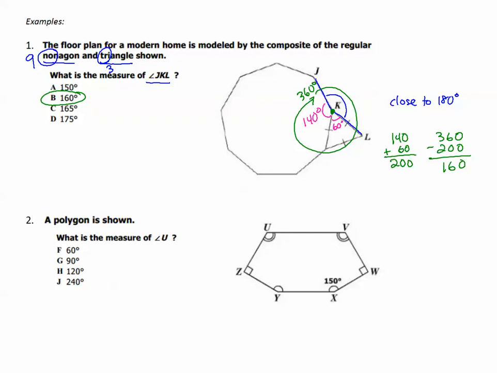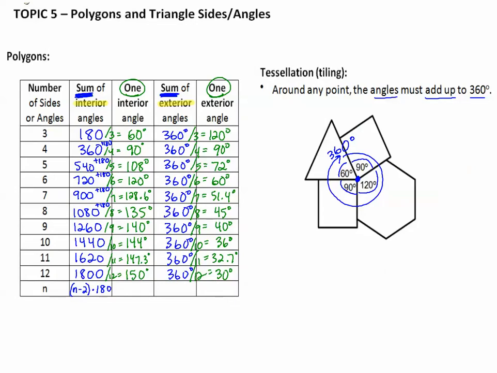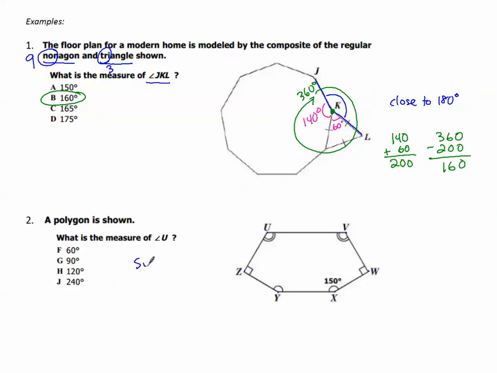Let's look at one more example for polygons. A polygon is shown. What is the measure of angle U? So here's angle U. It's interior of this polygon. Let's determine how many angles there are. 1, 2, 3, 4, 5, 6. So again, I go to my list. 6 interior angles all add up to 720. So I know that the sum, what they add up to, is 720. Sum, I think add. So I'm going to add these.